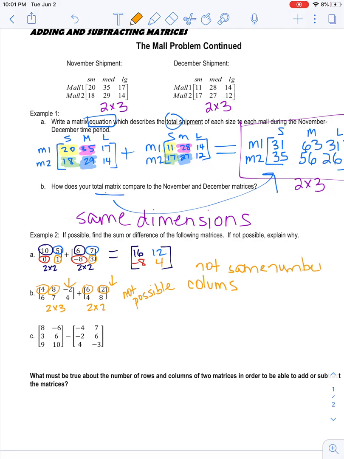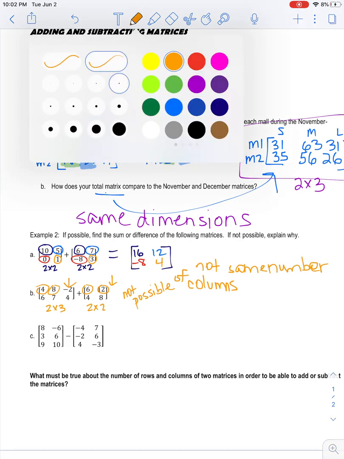Sorry about my handwriting here. Not the same number of, I spelled columns wrong, I forgot the N there. Columns, or like I said, you could have said the dimensions are not the same. So any of those explanations would work.